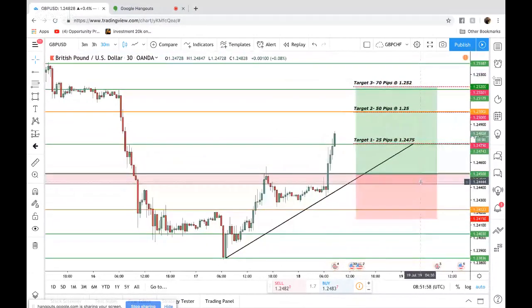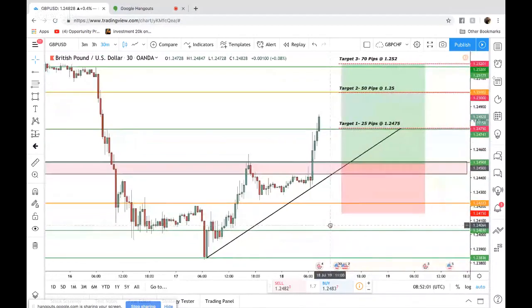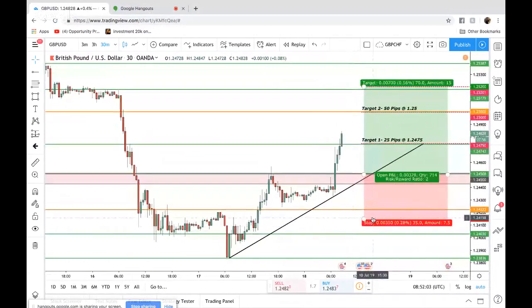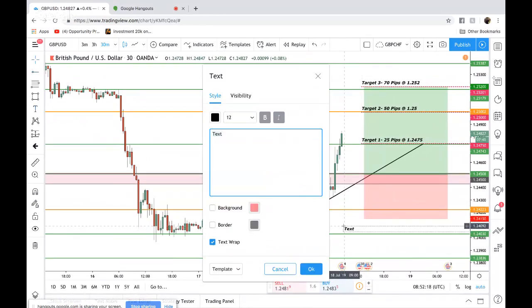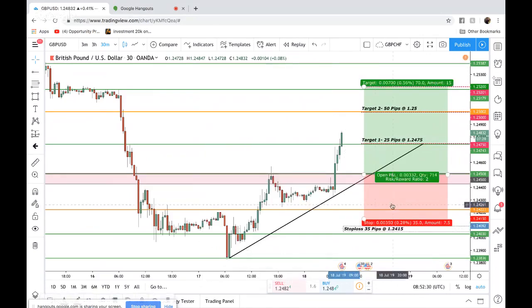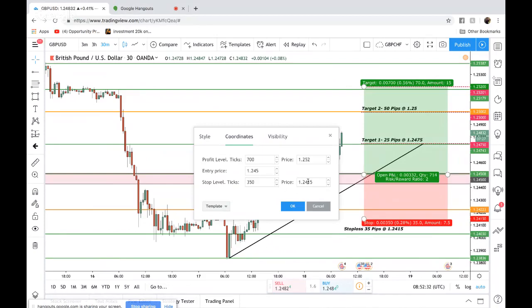Now, let me just do this. I'm just going to have my stop loss. You can actually have a very minimal stop, but I'll just leave it at a 35 pip stop loss. And 2415.